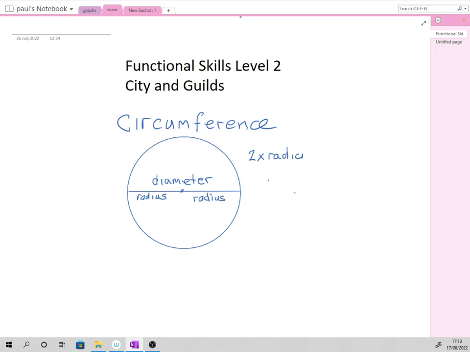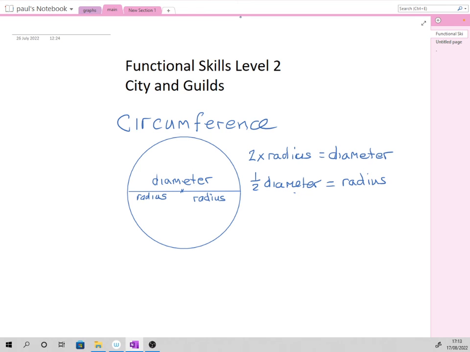So we've got our first little thing to remember: 2 times the radius equals the diameter. And of course, half of a diameter will equal a radius.